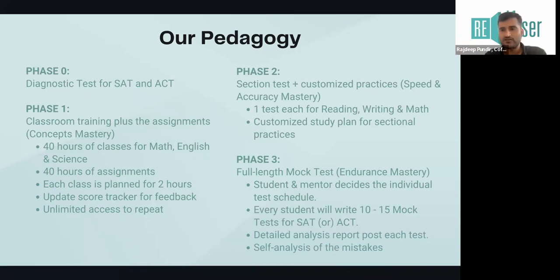And after every session, there is an equal amount of assignments. So if you're doing a 2-hour session, there are 2 hours of assignment that you need to do. So overall, you're looking at about 80 hours of time commitment, which happens over a period of roughly 2.5 months. Once this gets done, we move to phase 2.